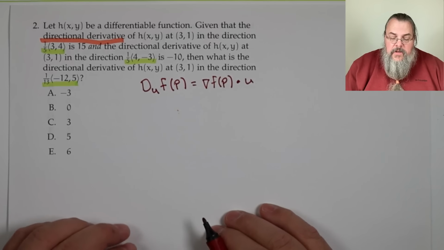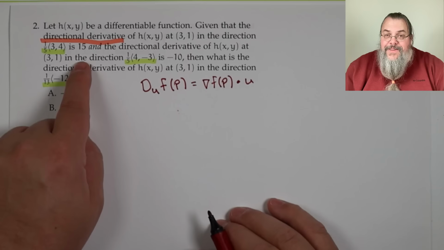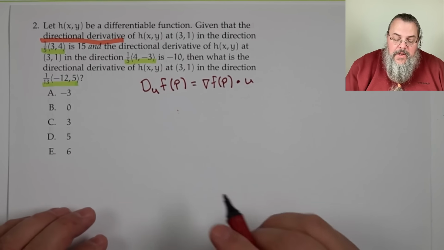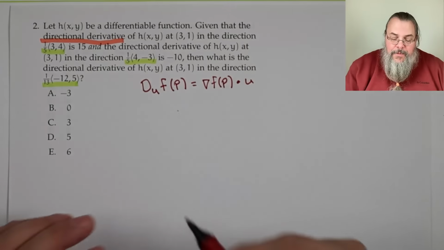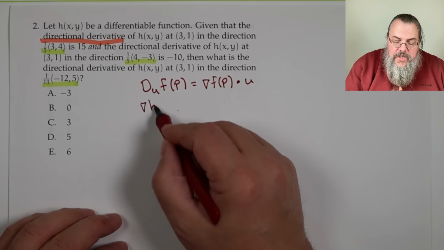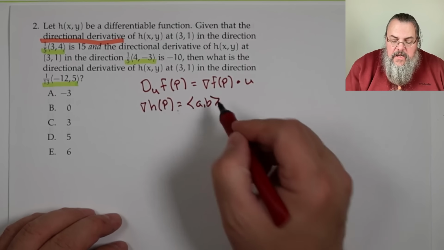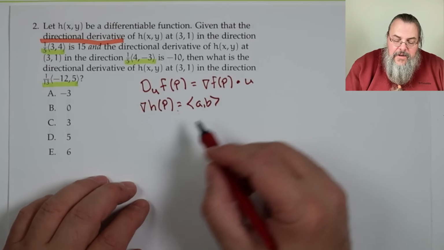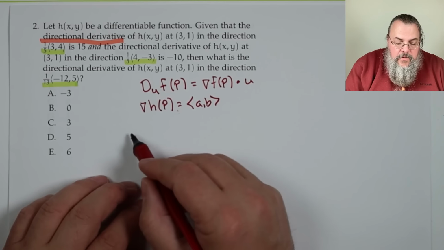All right, so what do we have? We have two directional derivatives. So what can we do? Well, let's write down the information. For us, our function is called h instead of f, but let's say the gradient of our function h at P, we'll refer to as a comma b. It's going to have two entries because it's a function of two variables. And we have two cases.